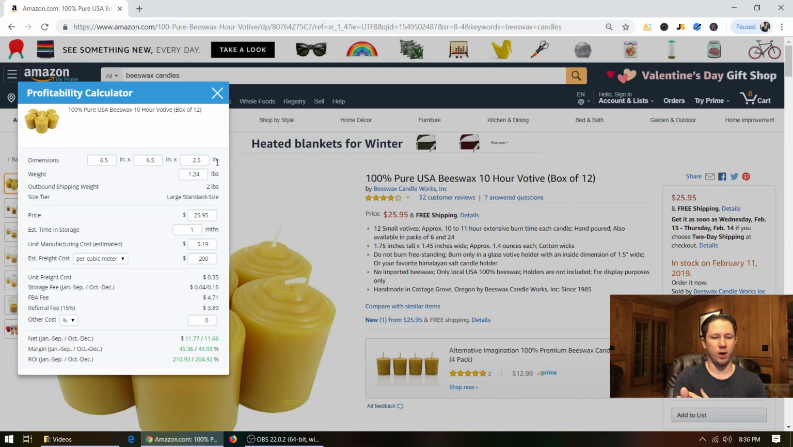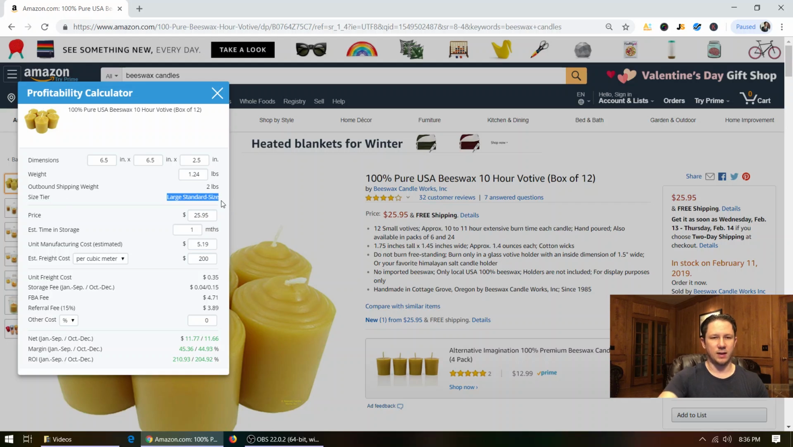This is a box of 12. So this isn't an estimate or anything, it's the actual numbers. Weight, again, actual numbers, outbound shipping weight, all that stuff, great. It's going to show you that for any product you want to go to. Just go to the product page and bring up the calculator.